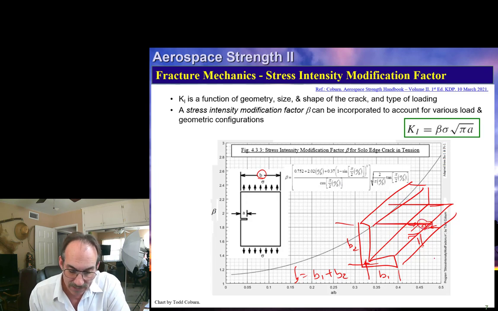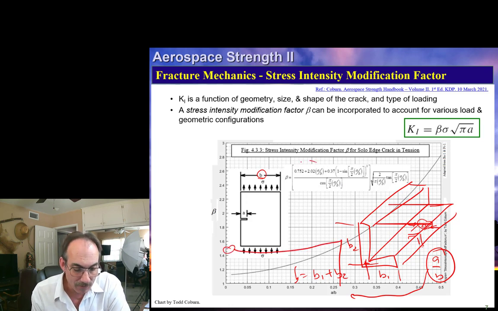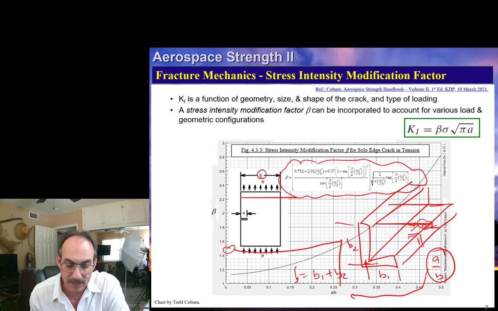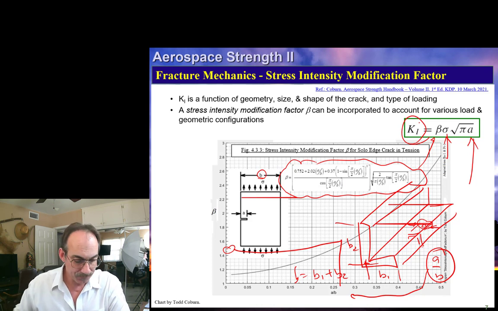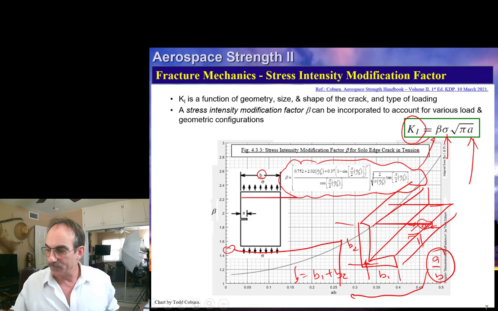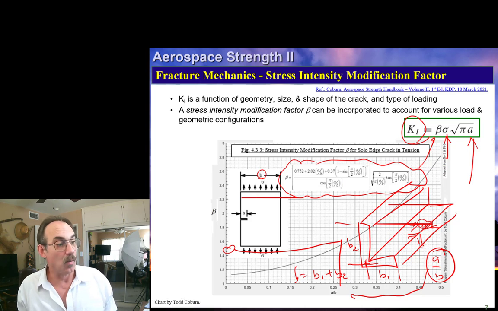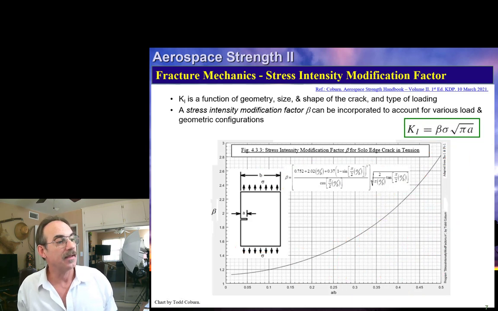What's our A? It's right here. So our A over B ratio, we calculate that, we enter this, and we just read the curve for our beta. Or better yet, plug into this equation to calculate the beta. We plug in our beta here, max stress there, our A parameter there, we calculate our K1. That's for an edge crack. Or if we had that hat stringer, but we only had that crack on one of the two edges. Okay?